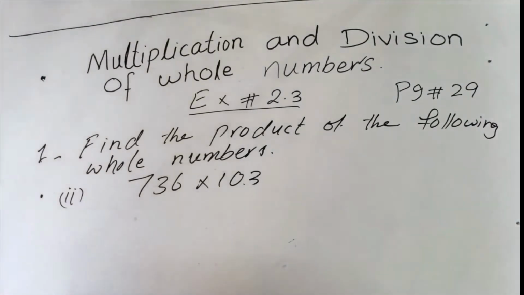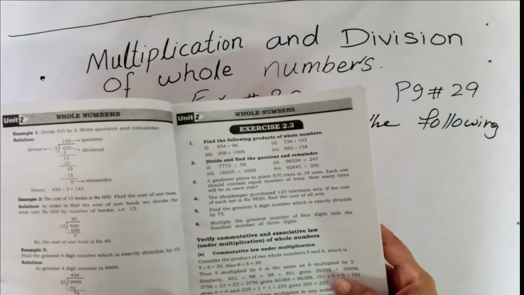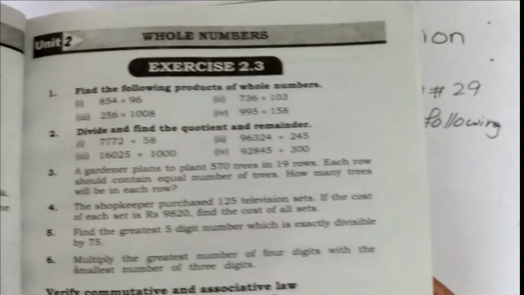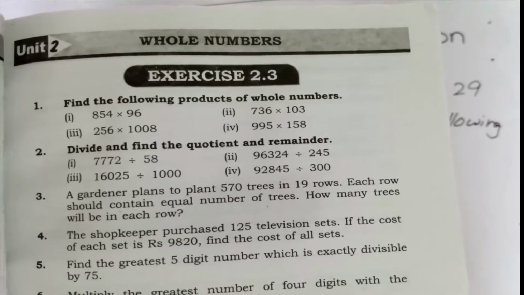Okay, this sum is taken from exercise number 2.3, which is on page number 29. You can see over here I am showing you the book. If you don't have the book, you can take a screenshot, and here are the sums.